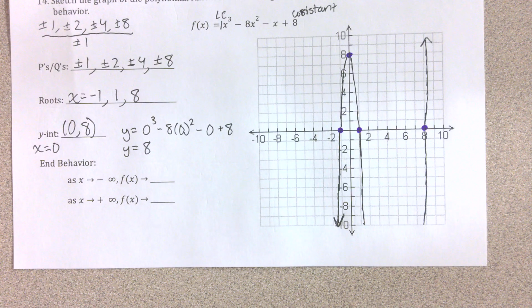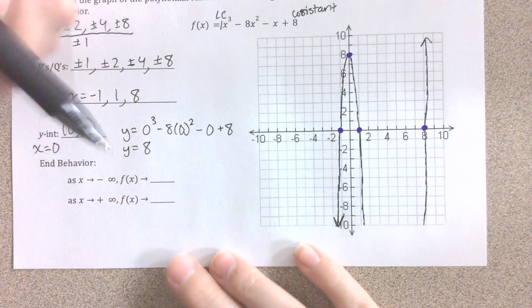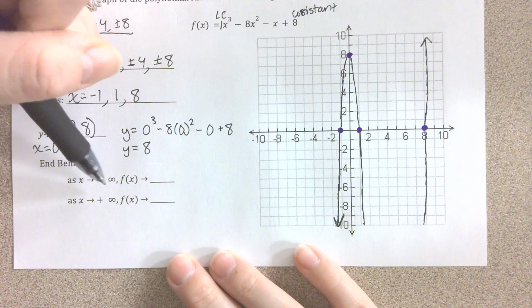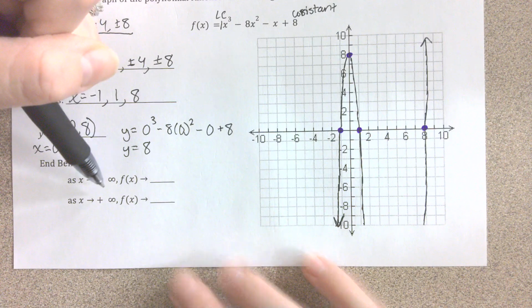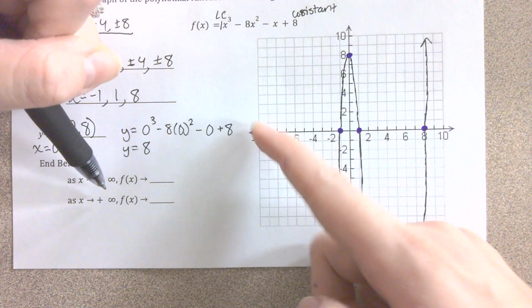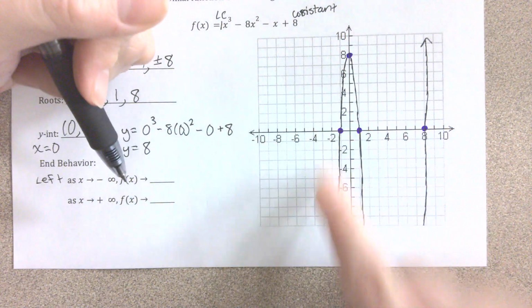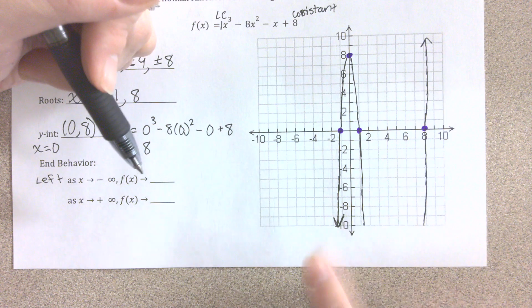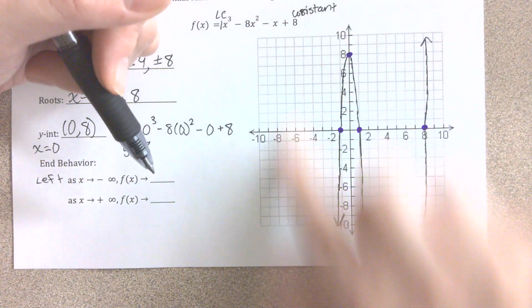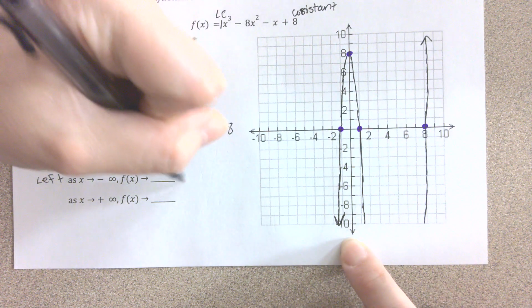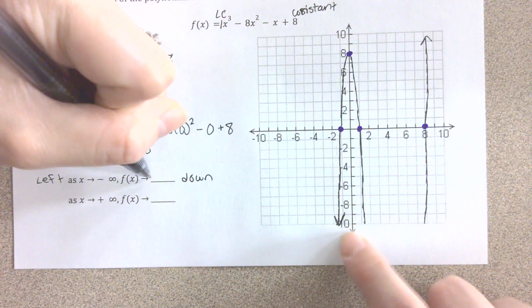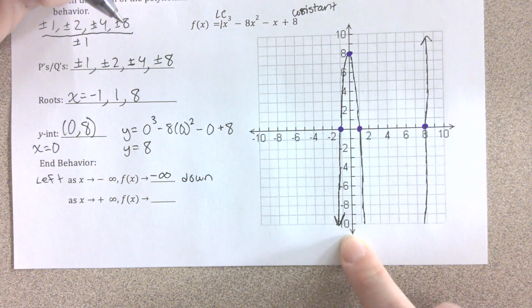So for the end behavior, don't overcomplicate this. As x goes to -infinity, that means when we're looking at the left side of the x-axis, where's the graph going? The left side of the graph is right here. If we're talking about the graph itself, it's going down. So it's going down to -infinity.